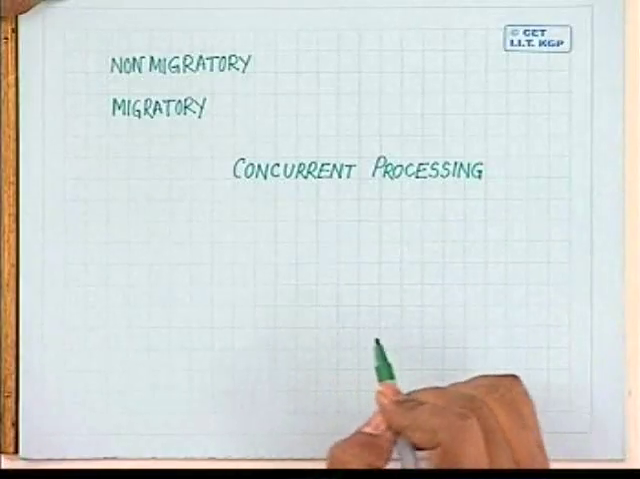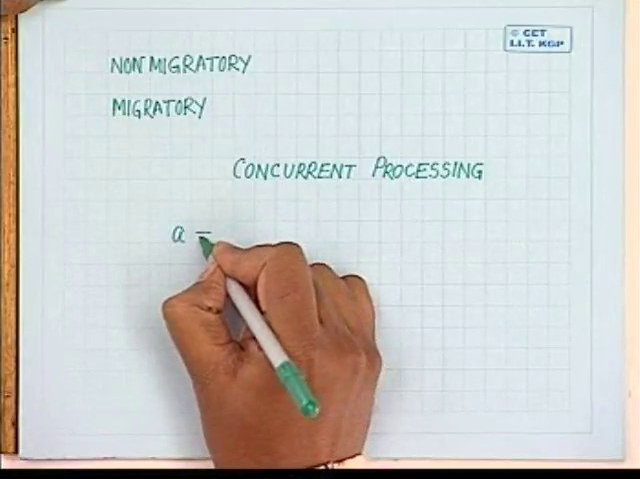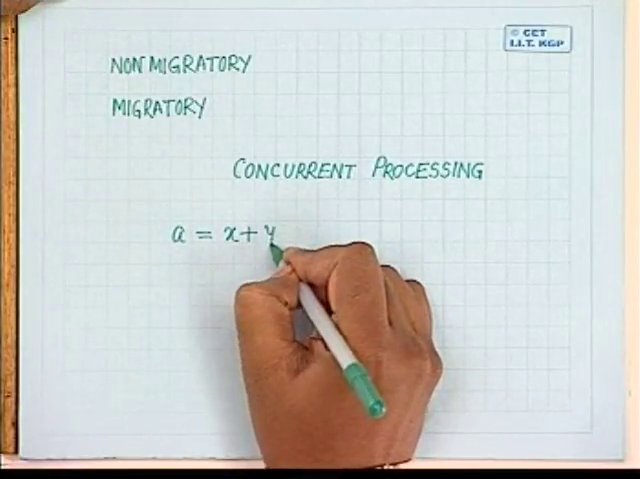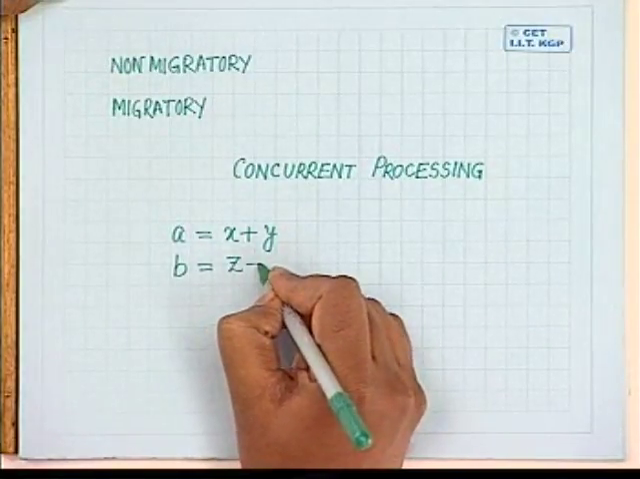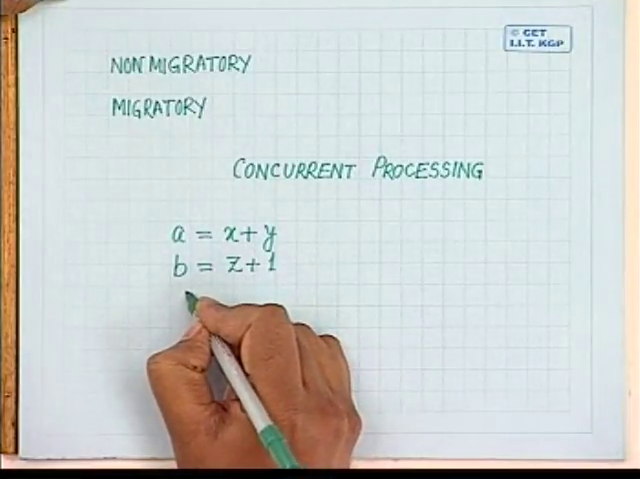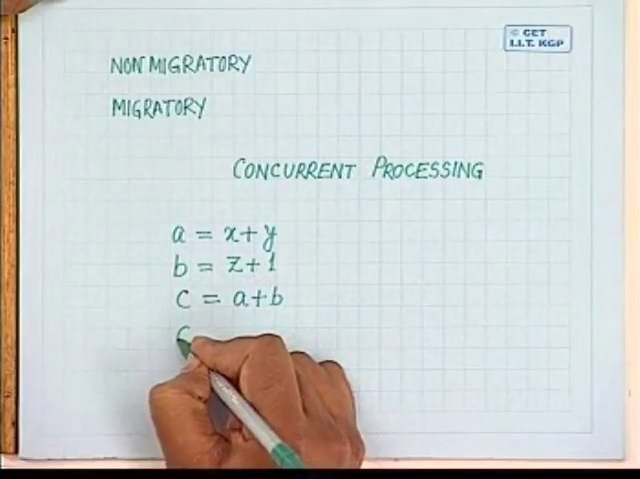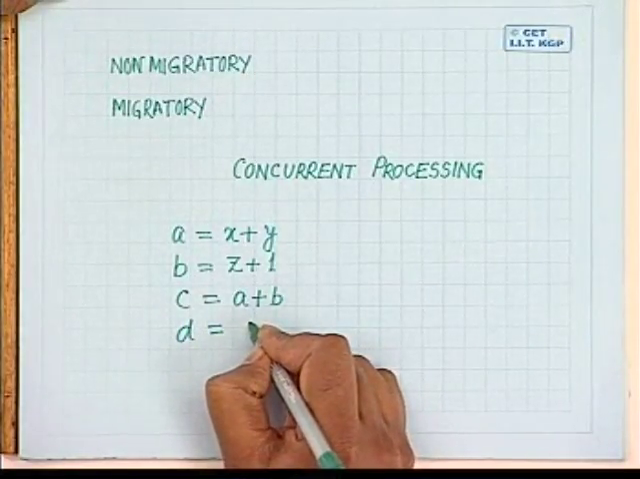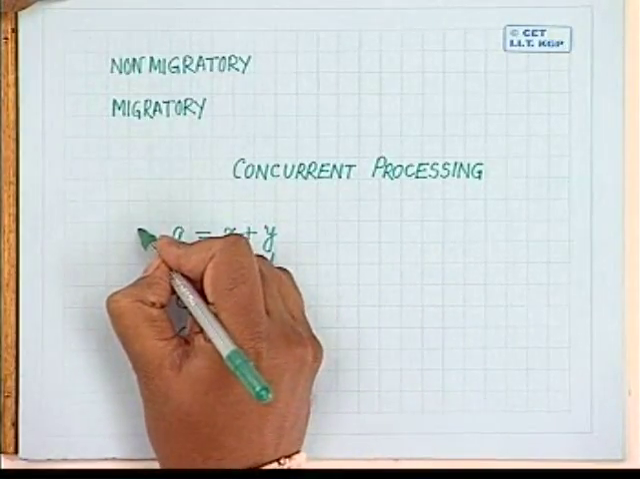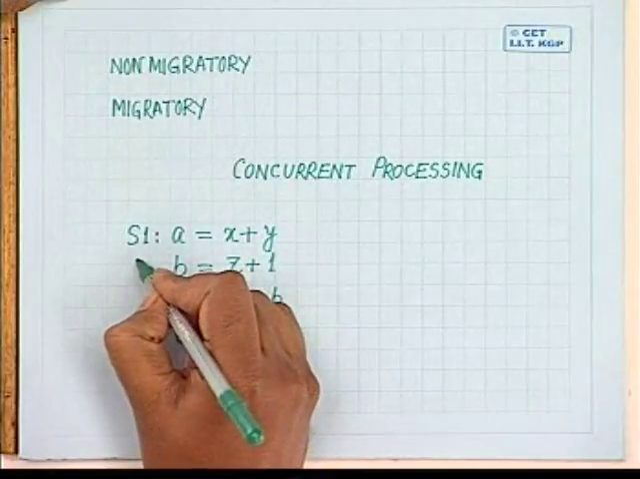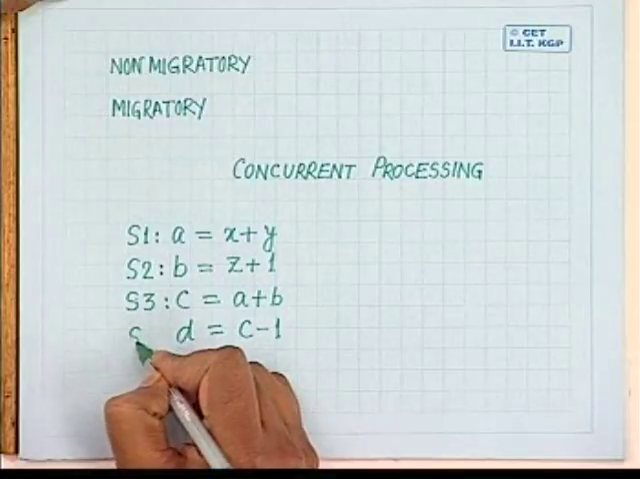So for that, let us take some statements. I have statements of the form, say A is equal to X plus Y, that is one statement. Similarly, another statement, B is equal to Z plus 1. Maybe C is equal to A plus B, and another statement of the form D equal to C minus 1. I take these four statements and call them statement number 1, statement number 2, statement number 3, and statement number 4.